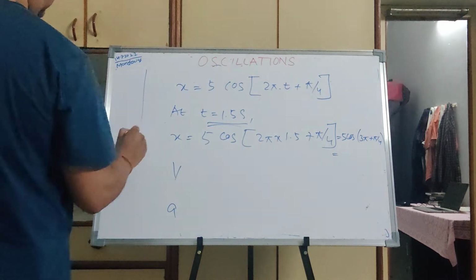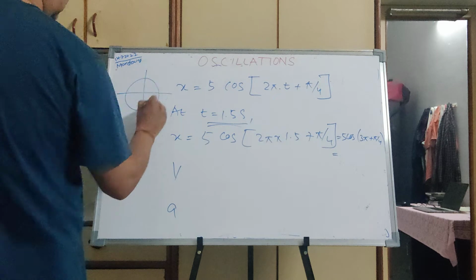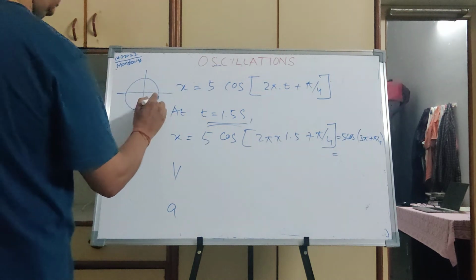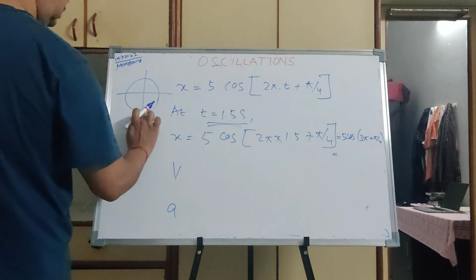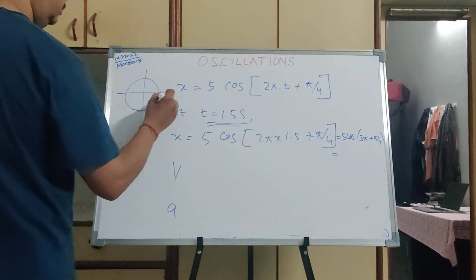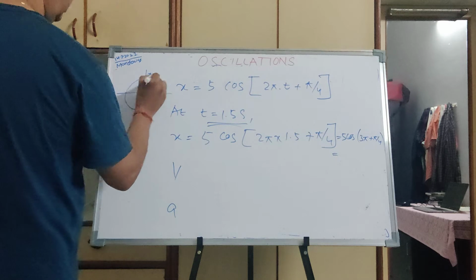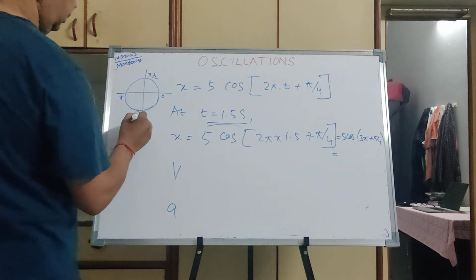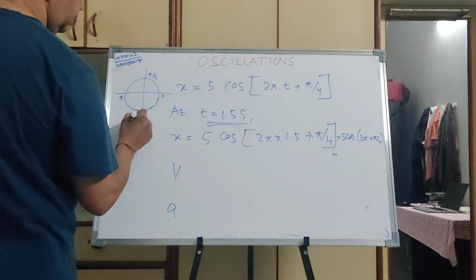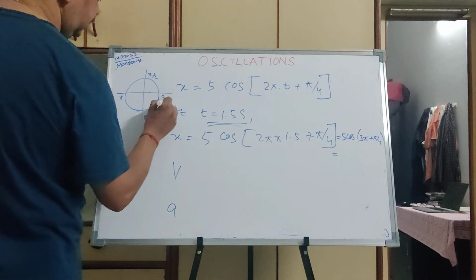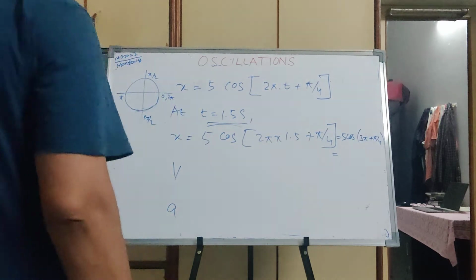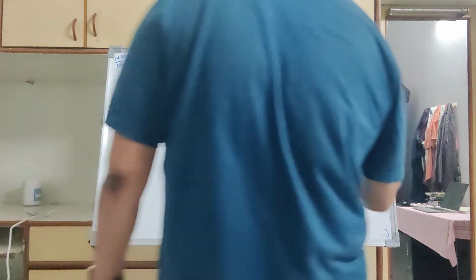This is your quadrant. Let us say this is your quadrant. This is 0, which falls in the first quadrant. This is pi by 2. This is pi. This is 3 pi by 2. Then this is 2 pi.